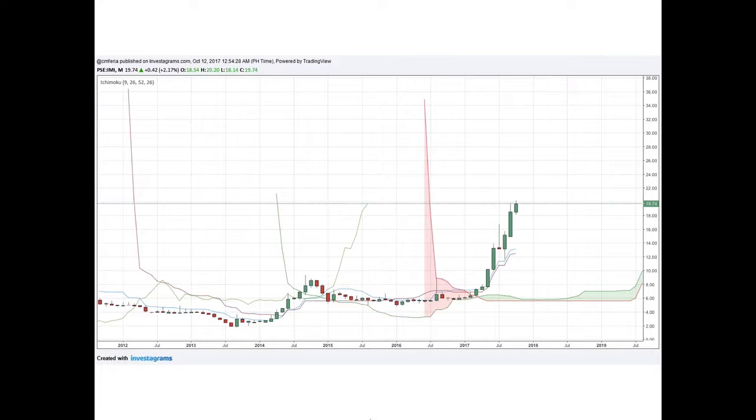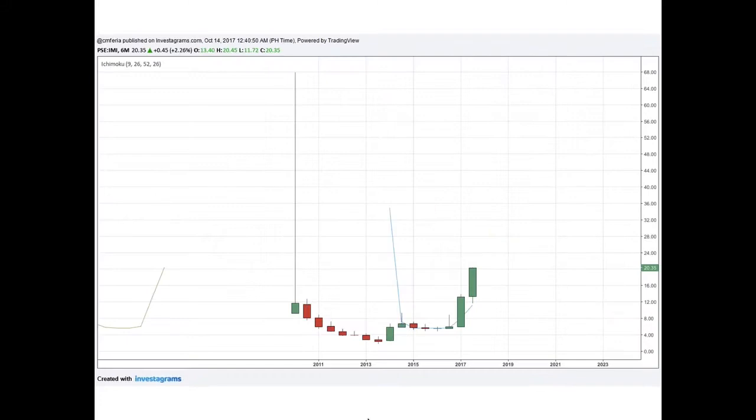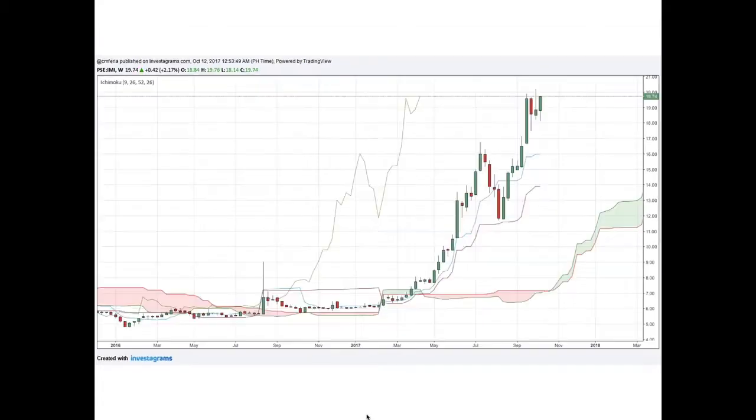We look at the monthly chart. It's bullish. Now we confirm the bias with a 6-month time frame. This is not much because IMI had only been listed a few years back. But nonetheless, this shows you that it's bullish because it's above the Tenkan-sen line, above the blue line, and it's a very strong bullish green candlestick.